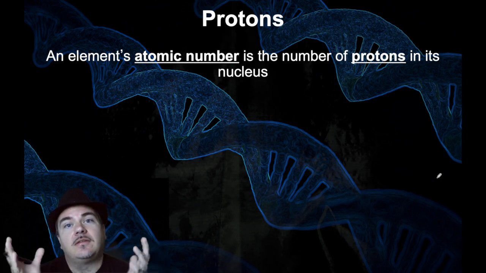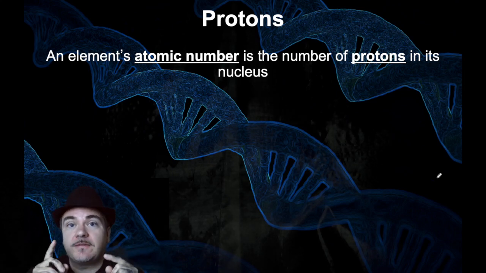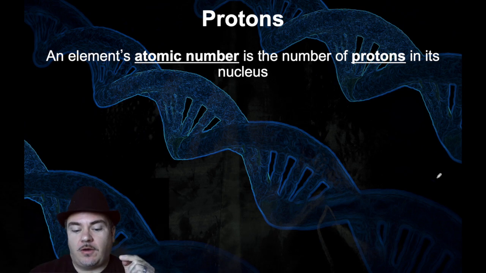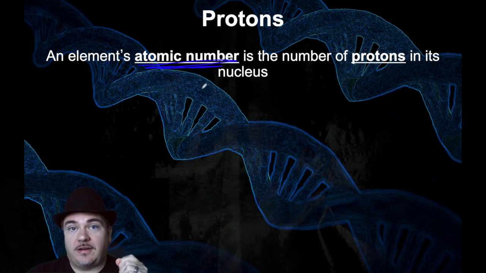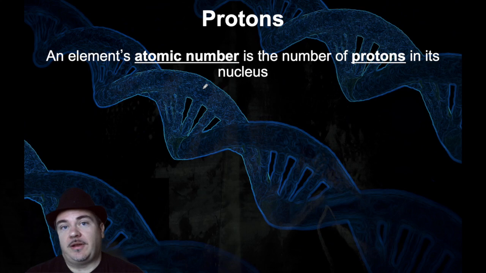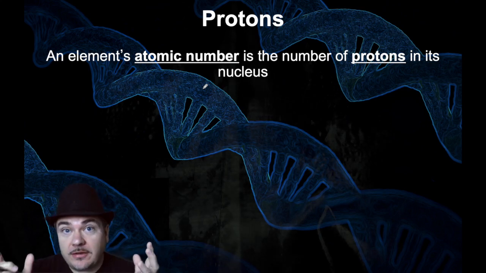Now, because that's very important to know, like which element you're talking about, we give the number of protons a special name. We call the number of protons its atomic number. So the atomic number is the number of protons that an element has, and that determines which element it is. Like carbon has 6, oxygen has 8, hydrogen has 1. Okay, so that's why protons are important.